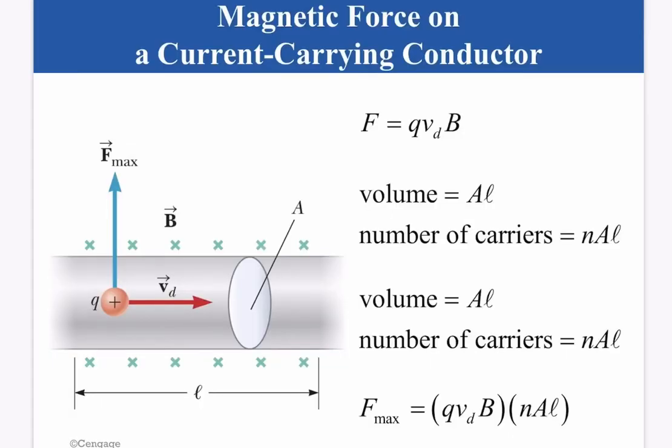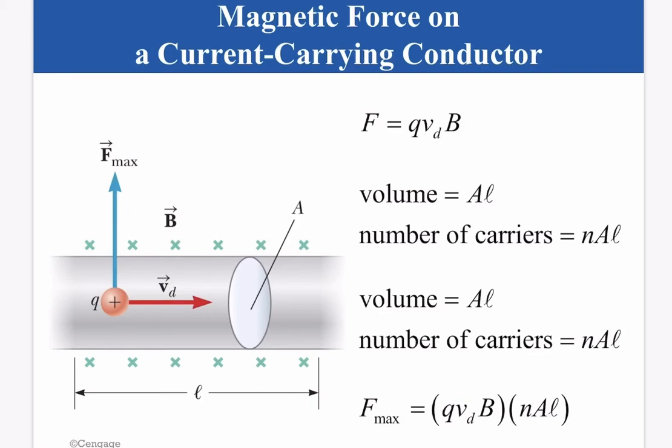Let us quantify our discussion. Consider the figure, which shows a straight segment of wire of length L and cross-sectional area A carrying a current I in a uniform external magnetic field B. Let us assume that the magnetic field is perpendicular to the wire and is directed into the screen. A force F equals qvdB is exerted on each charge carrier in the wire, where vd is the drift velocity of the charge. To find the total force on the wire, we multiply the force on one charge carrier by the number of carriers in the segment.